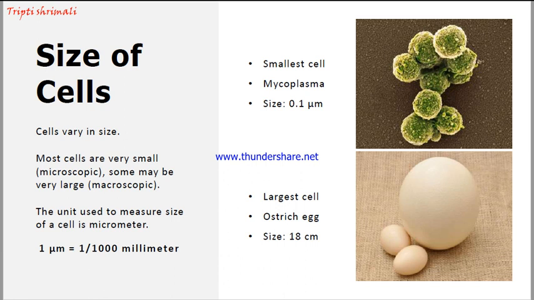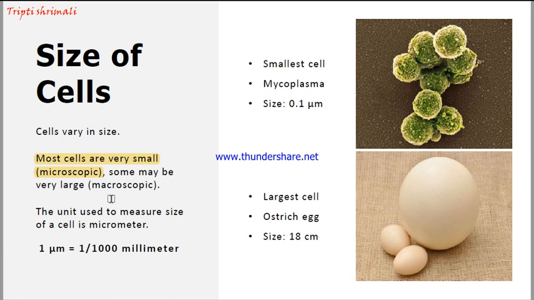Now come to the size of cells. The cells vary in size, right? They might be very small and they might be very large. They can be microscopic or macroscopic. Microscopic means for that we require a microscope, and macroscopic means which we can see with the naked eye, right? Most of the cells are very small in size, and for that we require a microscope. And some cells are large enough that we can see them with our naked eyes.